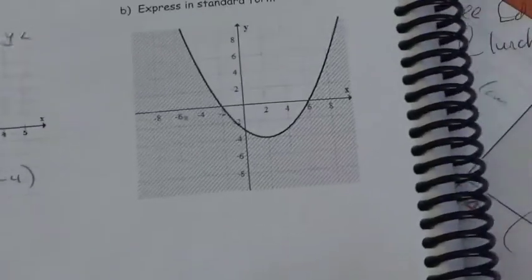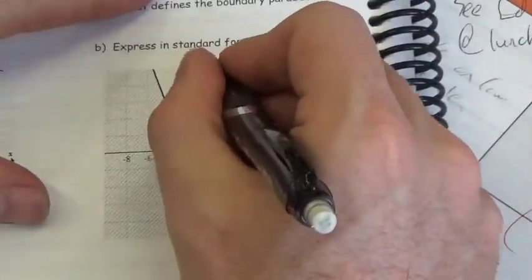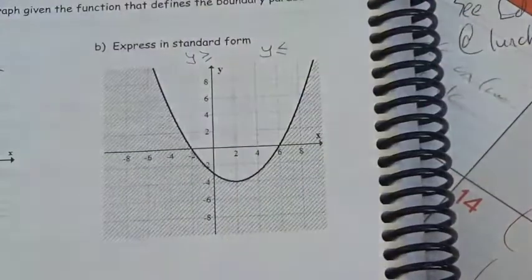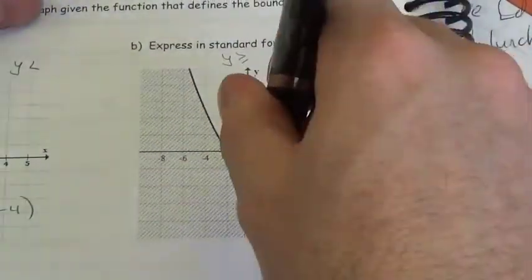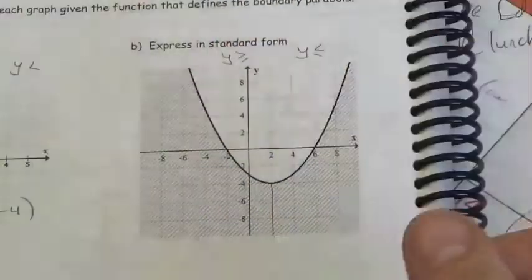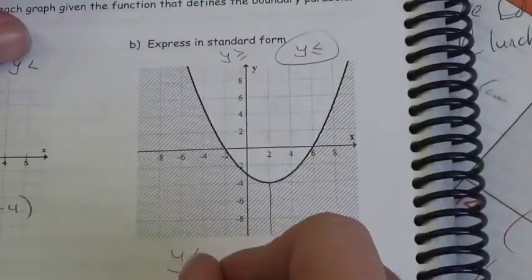Okay, let's take a look at this next one. Notice it's a solid line, so I know it's going to be y is greater than or equal to, or y is less than or equal to. That's pretty easy to tell. If I take a look at the vertex and look where the shading is, again, if I move my pencil in the direction of the shading, I'm going down. So I know the inequality is going to be y is less than or equal to.